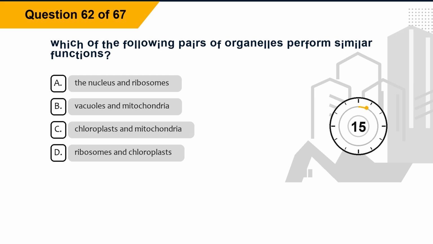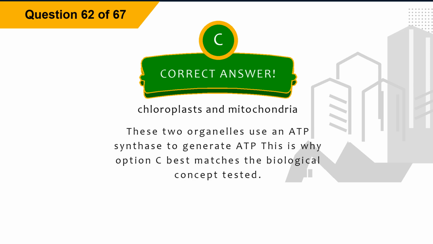Question 62. Which of the following pairs of organelles perform similar functions? Option A. The nucleus and ribosomes. Option B. Vacuoles and mitochondria. Option C. Chloroplasts and mitochondria. Option D. Ribosomes and chloroplasts. The correct answer is option C. Chloroplasts and mitochondria. Explanation. These 2 organelles use an ATP synthase to generate ATP. This is why option C best matches the biological concept tested.